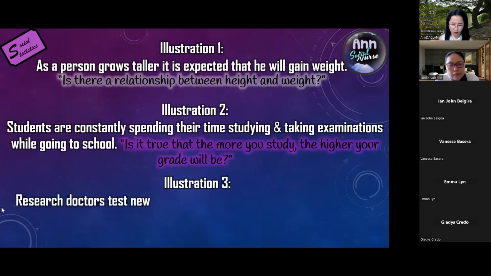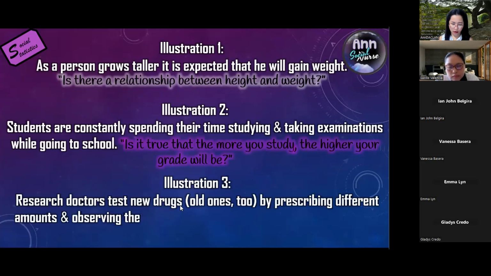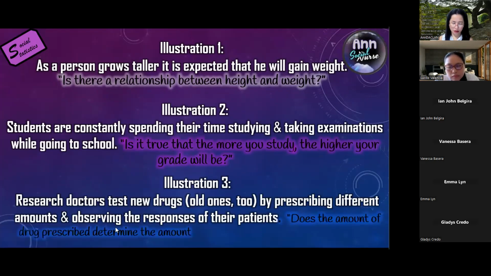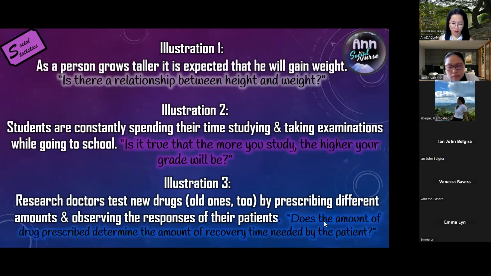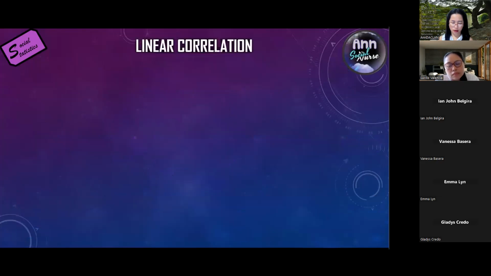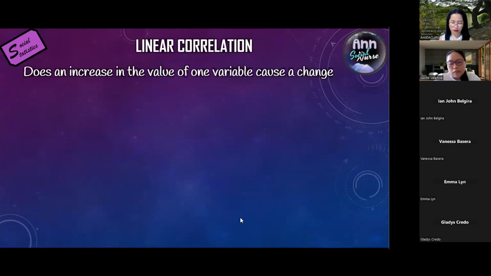Next illustration. Research doctors test new drugs, like the COVID-19 vaccine, and old ones too, by prescribing different amounts and observing the responses of their patients. Does the amount of drug prescribed determine the amount of recovery time needed by the patient? Okay, so the linear correlation: does an increase in the value of one variable cause a change in the average value of the other?